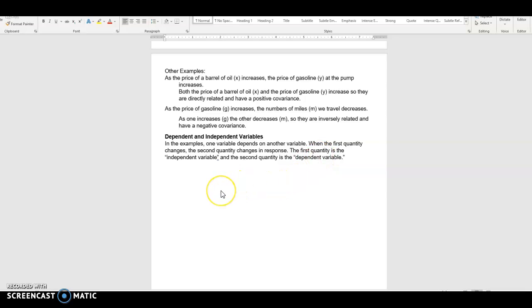So I hope you are understanding these relationships and how the change in one variable changes another variable.